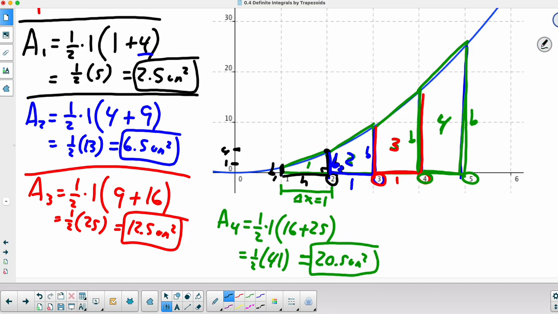So if I had to go back and say, what's my total area? What's the area under my curve? If I add up these 4 rectangles, my total area is going to just be adding these things up. 2.5 plus 6.5 plus 12.5 plus 20.5. So my estimated area by using 4 trapezoids, which if you look at my picture, again, I didn't draw this very well, but these things fit a little bit better than me counting squares. I think this adds up to, anybody?